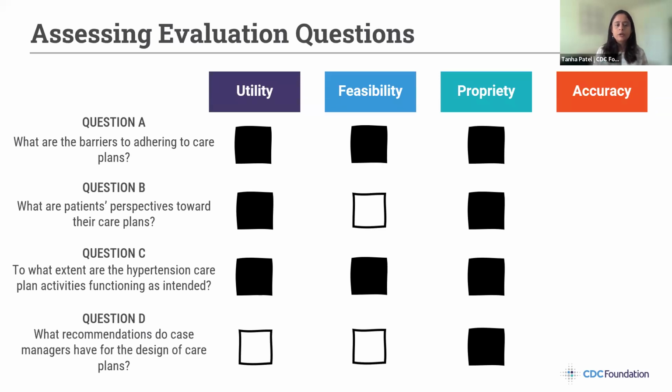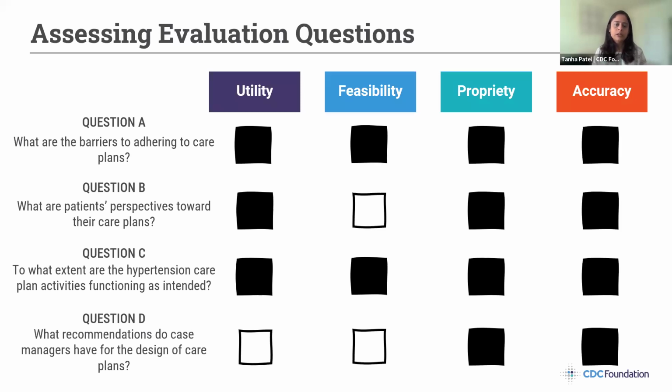And then finally, the fourth question asked about accuracy. Which questions can we collect accurate information from? And we envision how we would be able to collect accurate information to answer all of these questions. So I don't think we have any concerns there either.